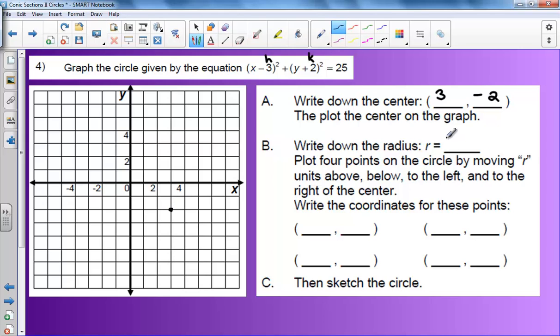The radius is going to be the square root of whatever number is here. So the square root of 25, which is 5. So from my center, I'm just going to come out 5 units in all directions. And then I'm going to go ahead and write down the coordinates of this. So this is at, I think that's at 8, negative 2. And then at 3, 3, we have a point at negative 2, negative 2. And then at 3, I think that's negative 7.